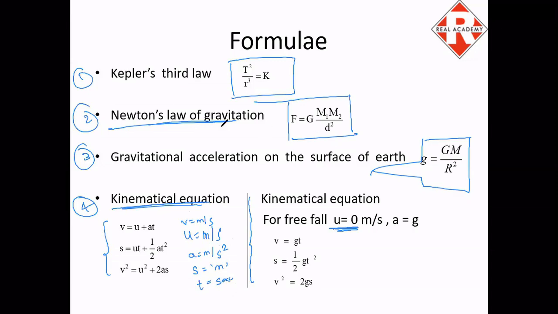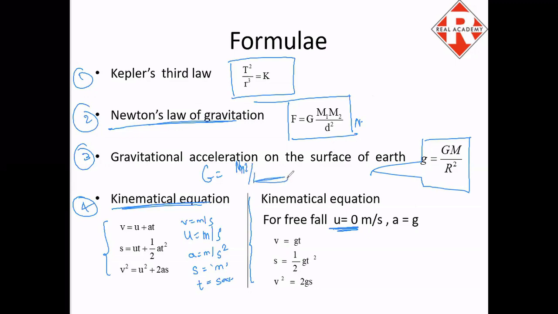So everyone knows this. F is force, that is given in Newton, right? Now the unit of G is Newton meter square upon kg square. Again, this small g is acceleration due to gravity, that will also be meters per second square. So these are the basic formulas that you need to know.